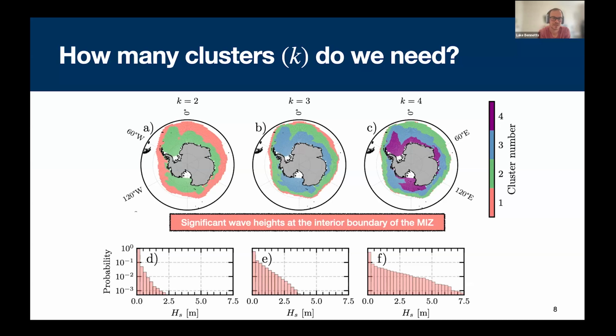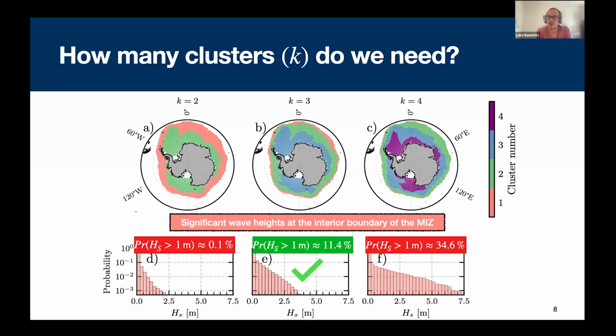So the bottom left, you're seeing that we're not very often, we chose a significant wave height of 1 meter to be non-negligible. So only 0.1% of the time are we getting waves greater than 1 meter through to the interior of the ice pack when we have k is equal to 2 clusters. If we have k is equal to 4, then a third of the time we're getting waves of that size getting through. But if we choose 3, then it's just over 10%, which we thought was quite reasonable.